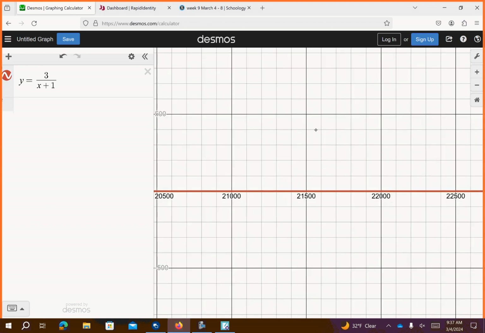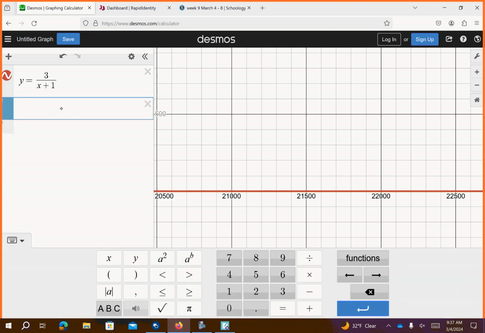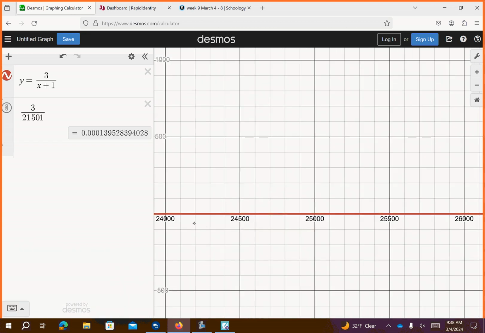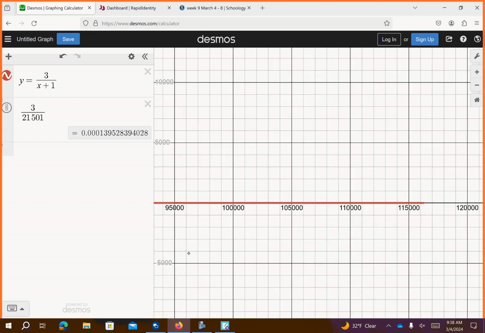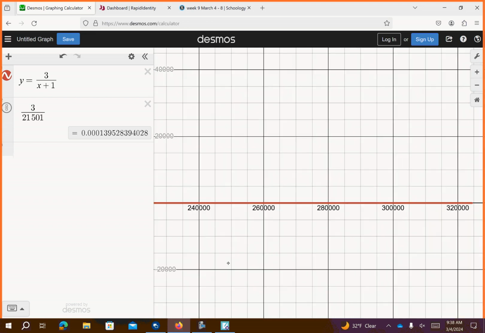The hard thing is, Desmos, that 0 in the y portion is a really tiny decimal. If we just did this, 3 divided by 21,501, that's a really tiny little decimal. Okay? If I go out even further, I don't even know how far decimals will go out before it says, what are you doing, dude?